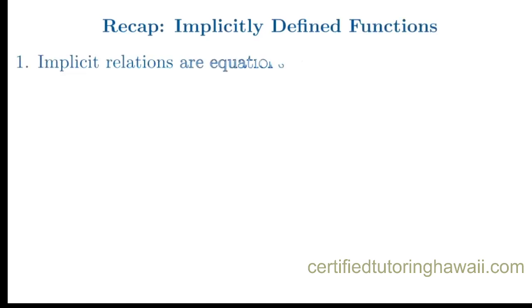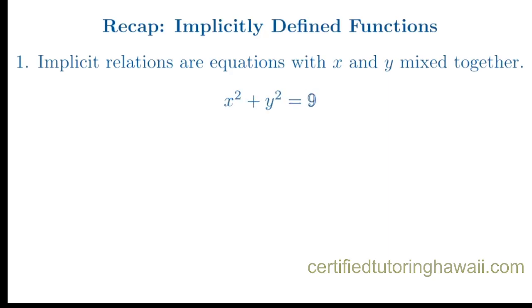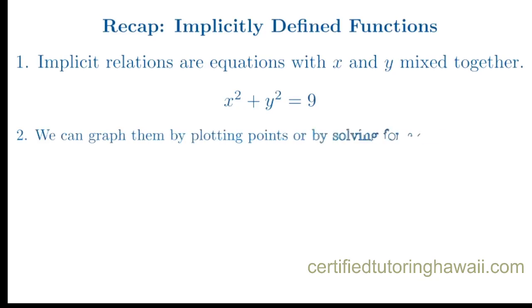Let's summarize what we've learned today about implicitly defined functions. First, we learned that an equation like x squared plus y squared equals 9 implicitly describes a relationship between x and y. While it's not a function on its own, it can define several functions. Second, we saw that we can graph these equations in 2 main ways. We can plot points directly, or we can sometimes solve for y to get explicit functions and graph them.